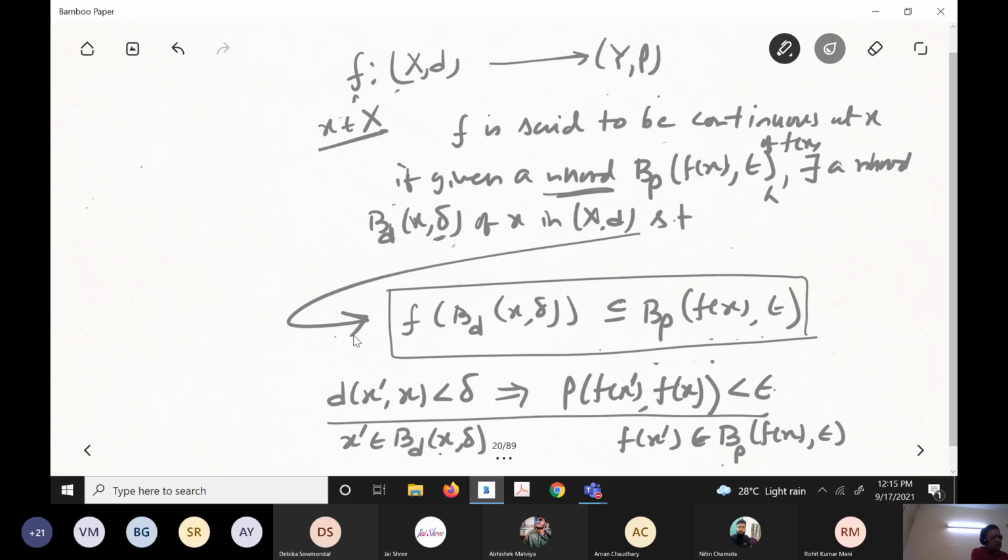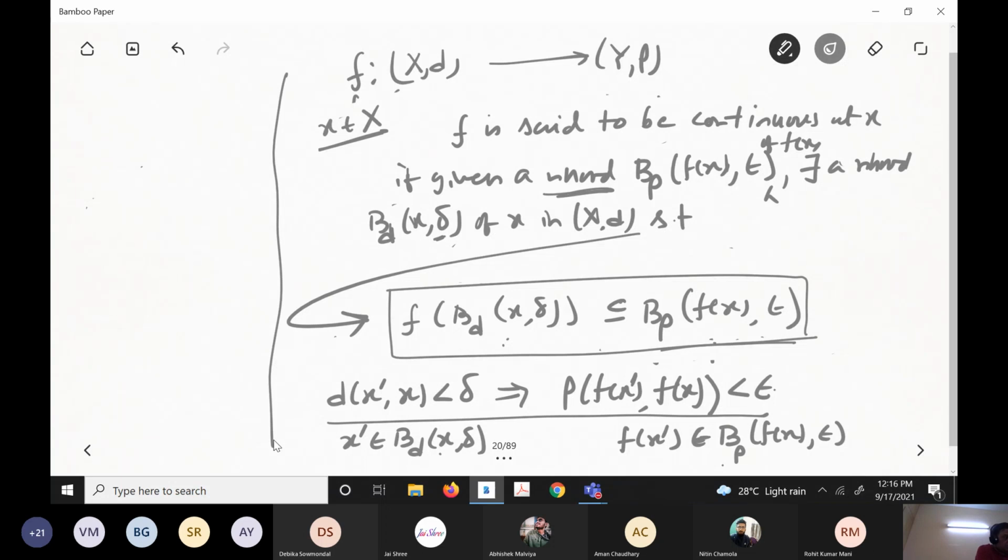Look at what I was telling you: a neighborhood gives an idea of closeness. You choose a neighborhood of f(x), and I will get a neighborhood of x, so the entire image of that neighborhood will be contained in the neighborhood of f(x). Another way to see it: given a neighborhood of f(x), I get a neighborhood of x such that the image of the entire neighborhood of x is contained in it, so they are not going outside that neighborhood. This is the definition of continuity at x.